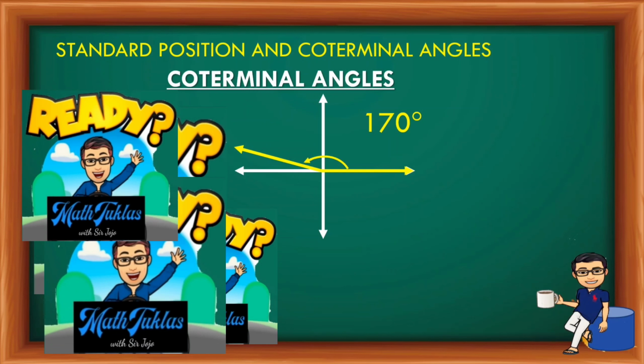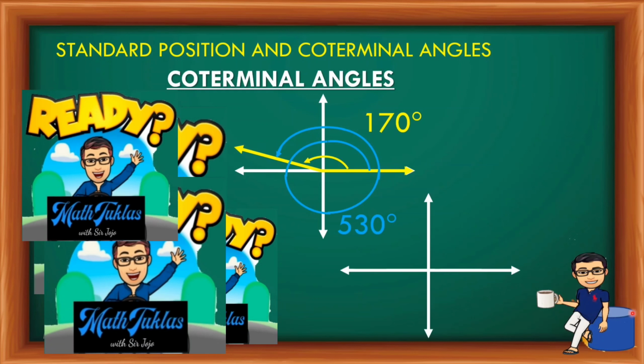And we have this other angle that moves counterclockwise at nakatapos ng isang rotation, which is 360 degrees, and it moves again, then stops at the same terminal side of 170 degrees. Ang magiging sukat ng angle na yon ay 530 degrees. Hence, ang 170 degrees at 530 degrees are coterminal angles. So, same with this one.